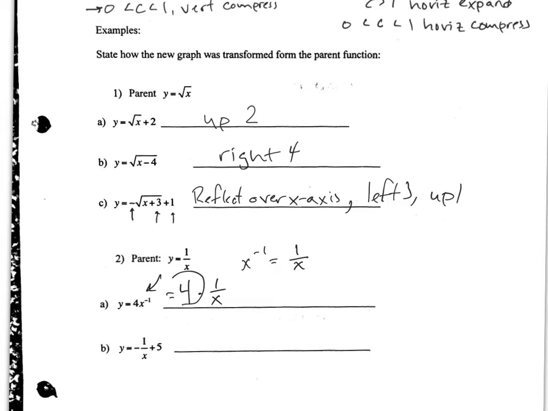And so now all we have to do is describe that 4. We are multiplying by 4. We're not dividing by 4. So this is a vertical expand, or stretch, if you'd rather, and say by how many.